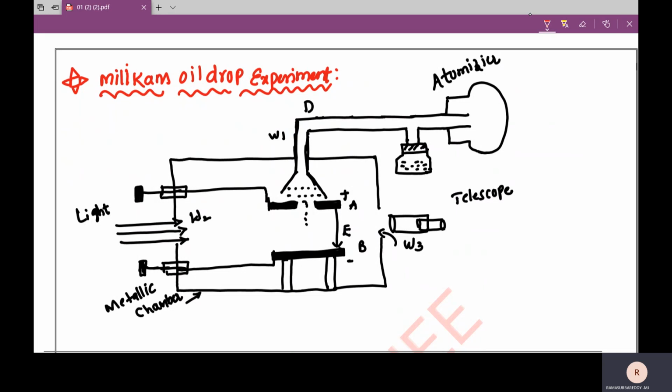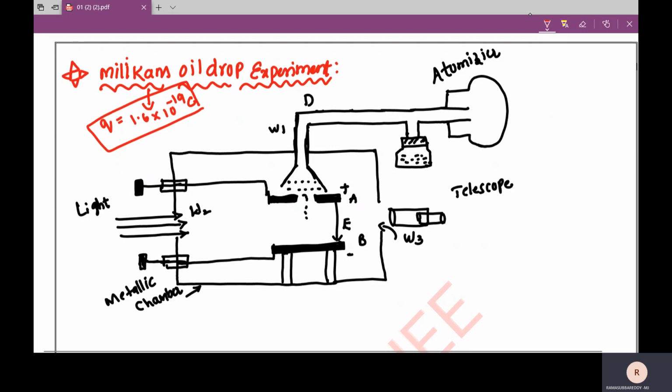This experiment is used to find the charge of the electron, that is 1.6 into 10 to the power of minus 19 coulomb. Now we know the charge of the electron, we can say easily. Before, he did an experimental setup like this, and he found it. Now we'll see the experimental setup. What is the experimental setup, and what is the phenomenon he used in order to find the charge of the electron?